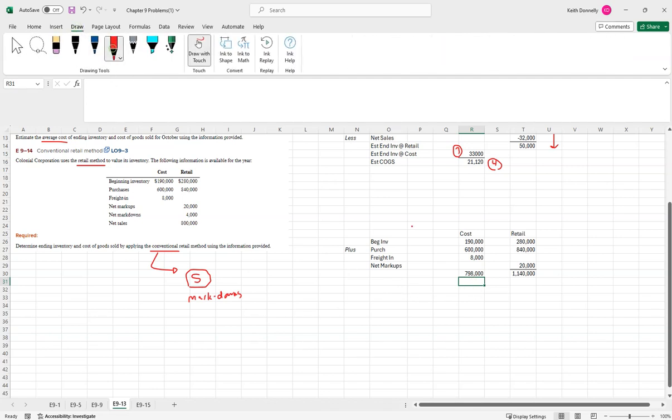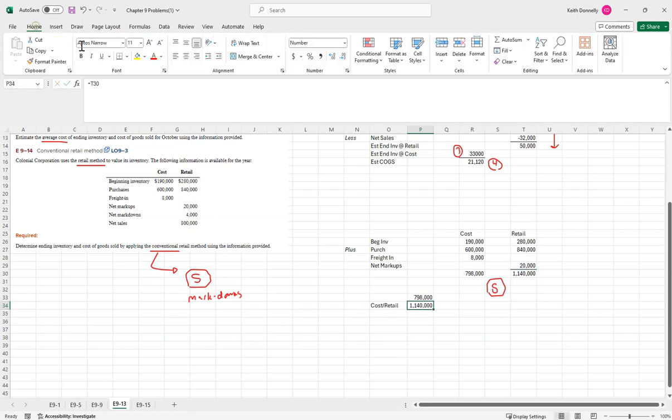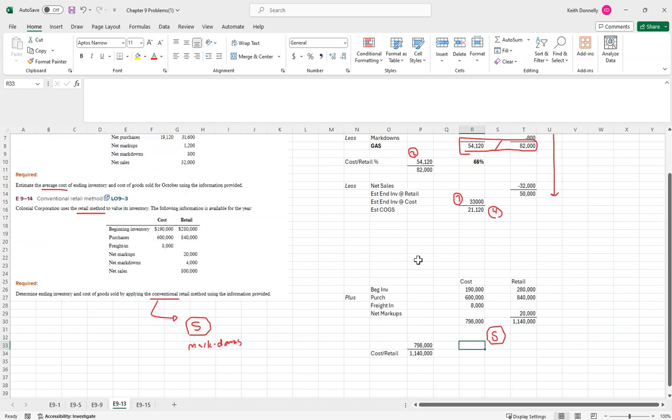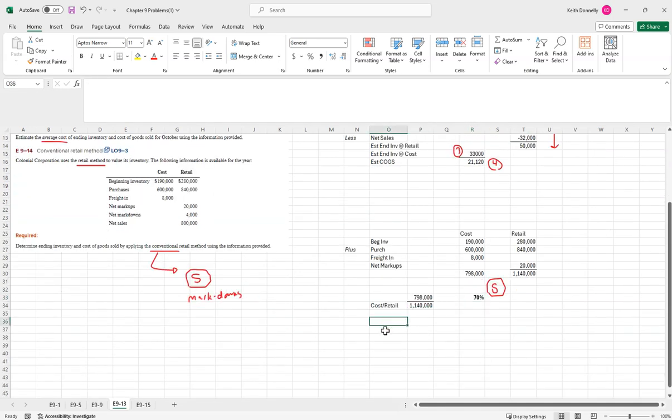That's essentially where we start with our stop sign. And what we will do here is figure out our cost to retail percentage based on that stop sign. In other words, we haven't done any markdowns yet. So it'll be 798 over the 1,140. If we put that in a percentage, we're looking at 70%. We'll come back to that.